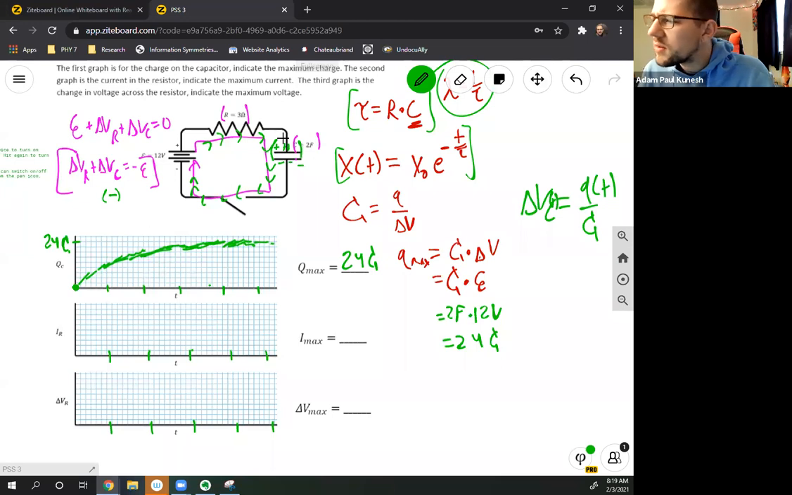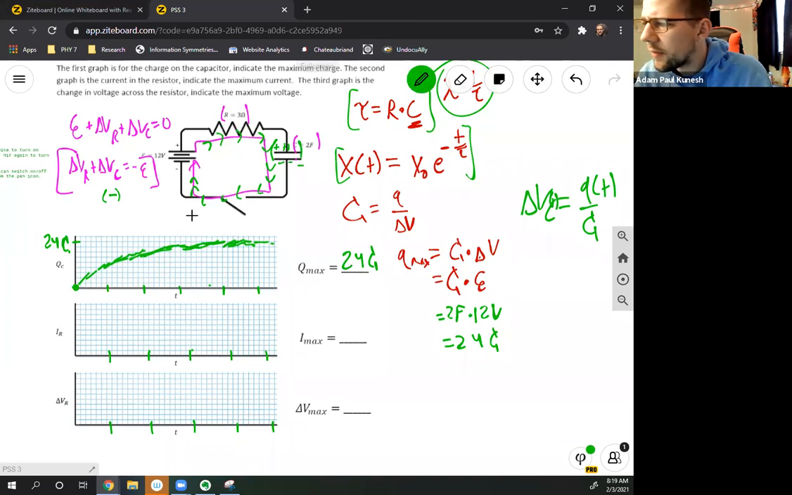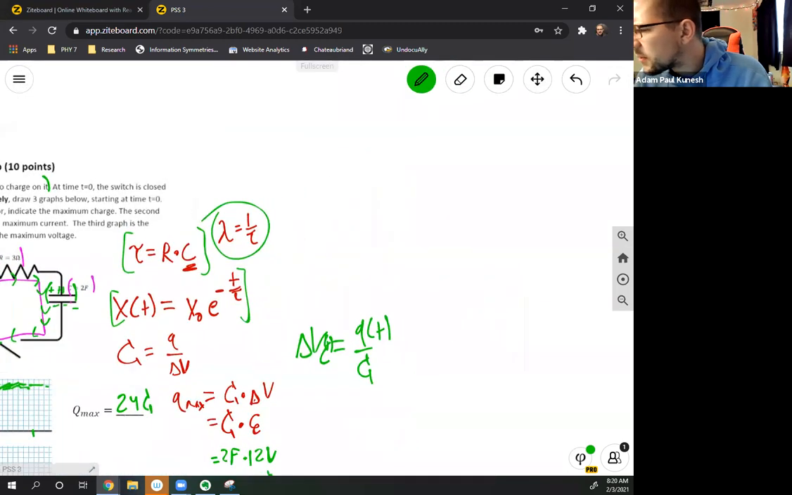In situations where I charge it multiple different ways, say I charge it this way and then I flip the battery around so that this side becomes the positive plate, and I ask you what's the charge on the top plate as a function of time, I can imagine Q going negative there. Maybe that's not clear. Let me write it. So here's a battery and here's a capacitor.